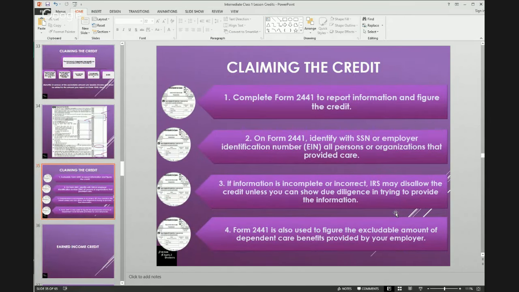To claim this credit, you're going to complete a form 2441, and on that 2441 you're going to identify the Social Security number or the EIN of the persons or school or daycare or whatever it is that's providing the care. In the event that the information is incomplete or incorrect, the IRS may disallow the credit. Form 2441 is also used to figure the excludable amount of the dependent care benefits provided by your customer. And we just went through that on the last form.